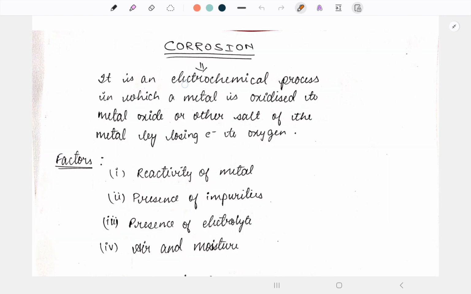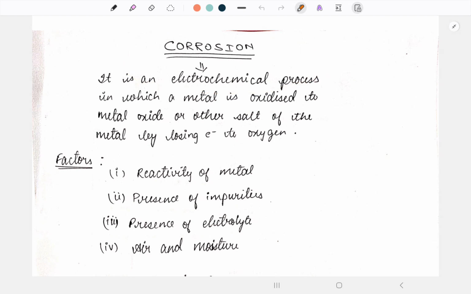It is an electrochemical process in which a metal is oxidized or other salt of the metal by losing electrons to oxygen or other electronegative elements and forms a coating on the metal surface. So the rusting of iron and the silver surface of copper or bronze turning green are some of the examples of this. Rusting occurs in the presence of water and air. It is a kind of corrosion.